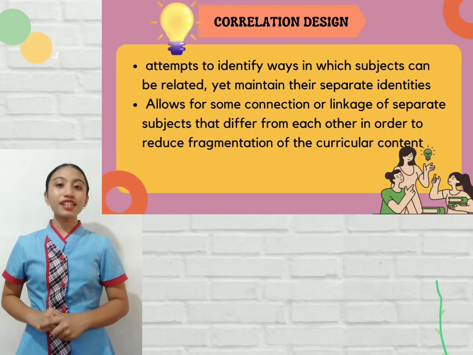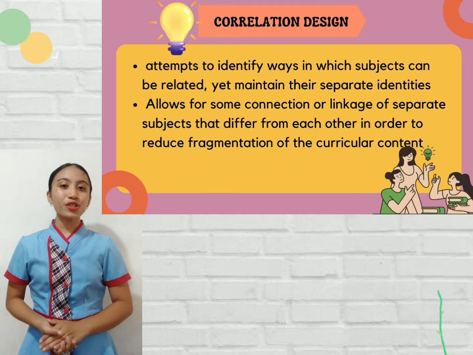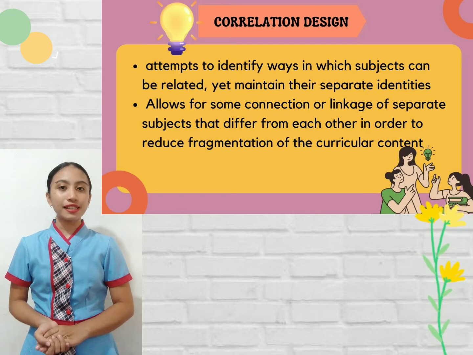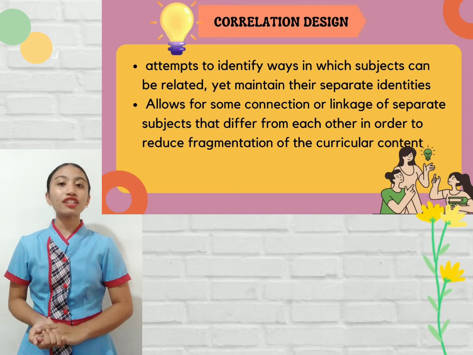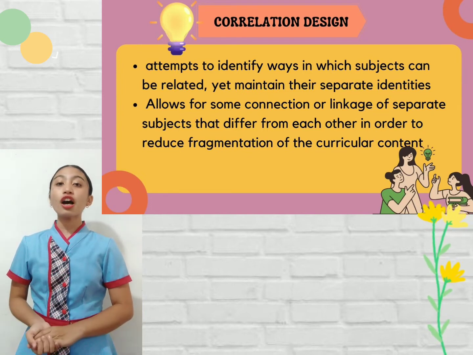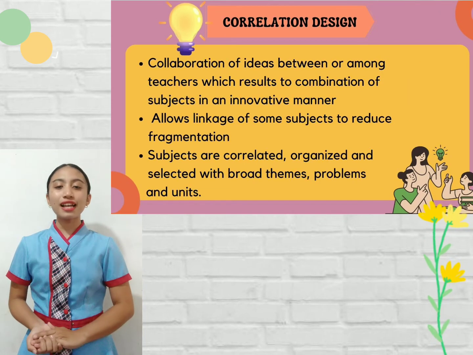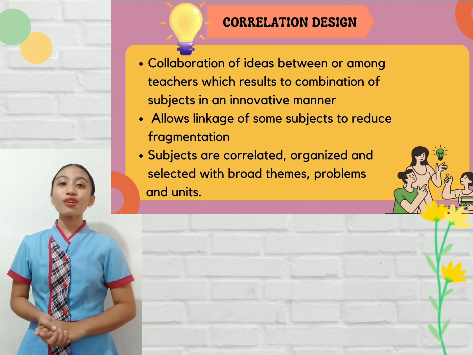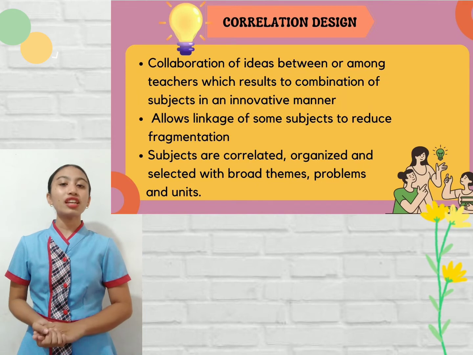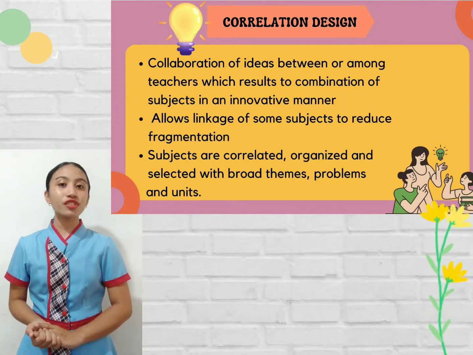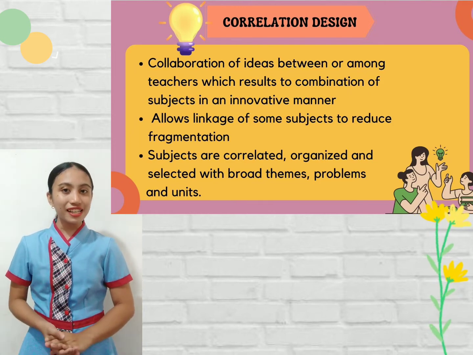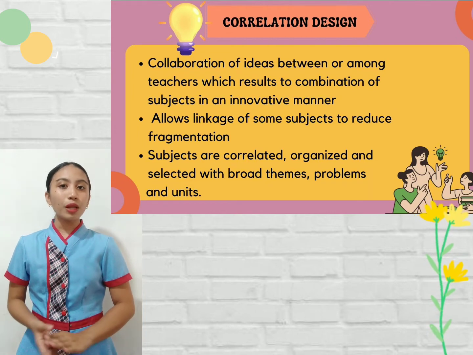And the fourth category is correlation design, which attempts to identify ways in which subjects can be related yet maintain their separate identities. It allows for some connection or linkage of separate subjects that differ from each other in order to reduce fragmentation of the curricular content. What makes this design interesting is the collaboration of ideas between or among teachers, which results in a combination of subjects in an innovative manner. It allows a linkage of some subjects to reduce fragmentation because the subjects are correlated, organized, and selected with broad themes, problems, and units.